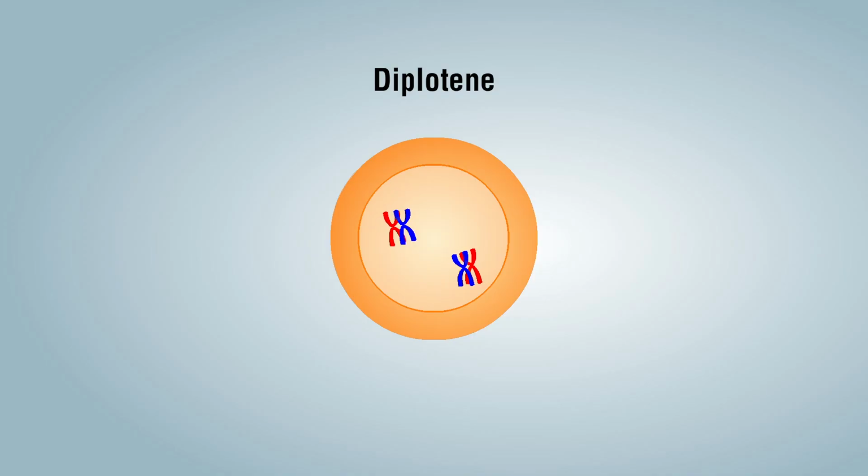Once the genes have been exchanged, the cell enters the next substage called diplotene. In diplotene, the bivalents begin to separate, resulting in the separation of the homologous chromosomes. However, the homologous chromosomes remain connected at the chiasma, which is an interesting aspect of this phase.